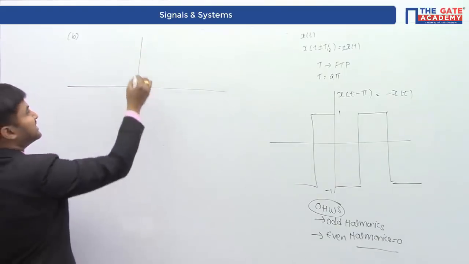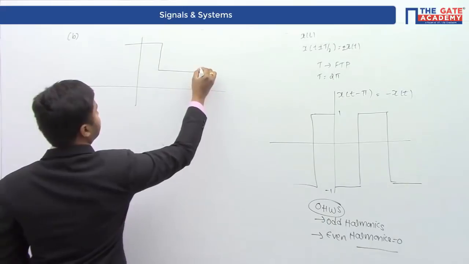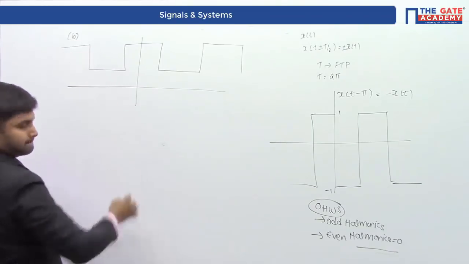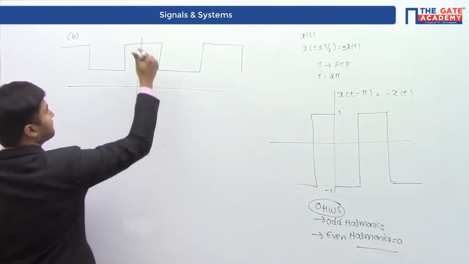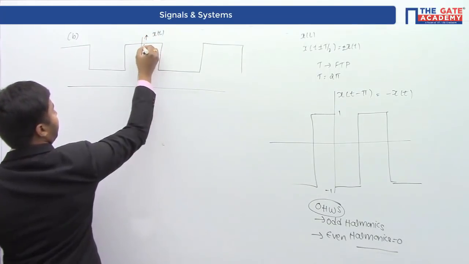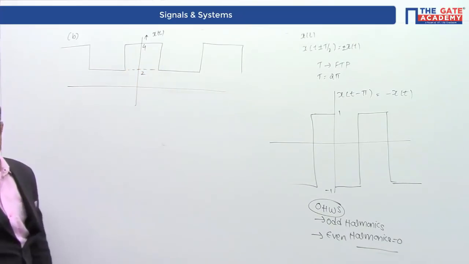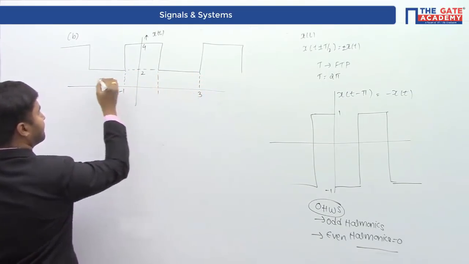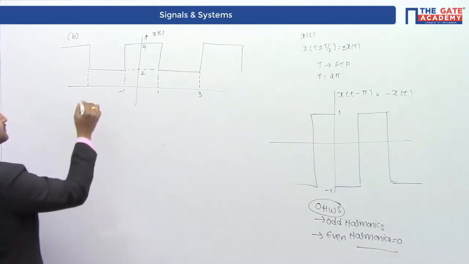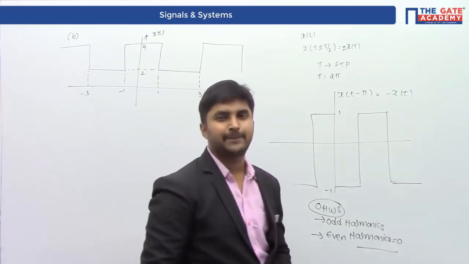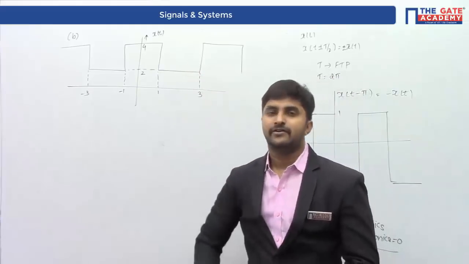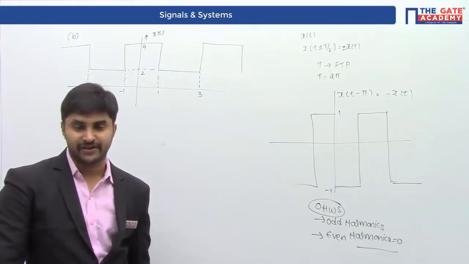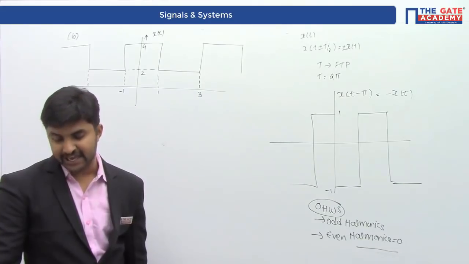The second part of the question is something like this. So the part B question is given something like this. And for this signal, we have to again check the nature of the harmonics, even harmonics and odd harmonics, and then we have to comment on the CK, AK and BK.